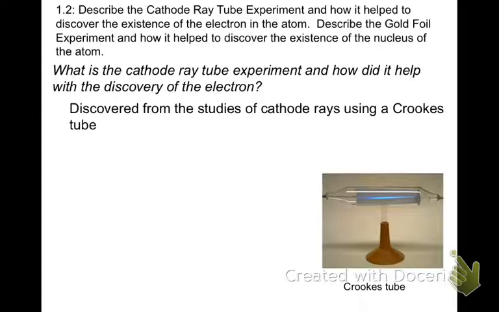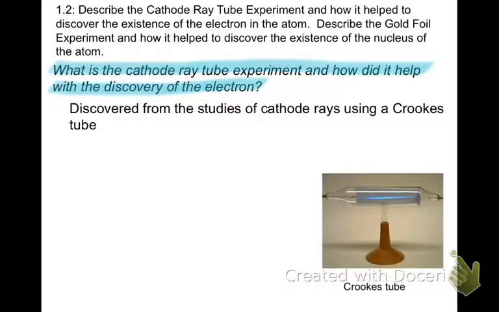Also, describe the gold foil experiment and how it helped to discover the existence of the nucleus of the atom. So we're going from John Dalton's theory, which is basically a rubber bouncy ball with no parts or pieces, to discovering these pieces, which gets us one step closer to our modern atomic theory. Today we're just going to talk about the cathode ray tube experiment. Our guiding question is, what is the cathode ray tube experiment and how did it help with the discovery of the electron?